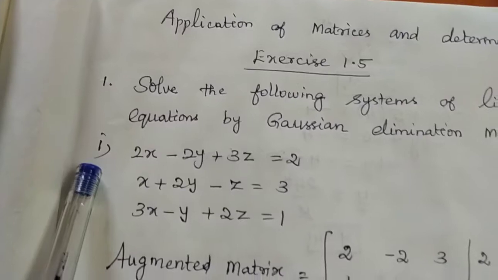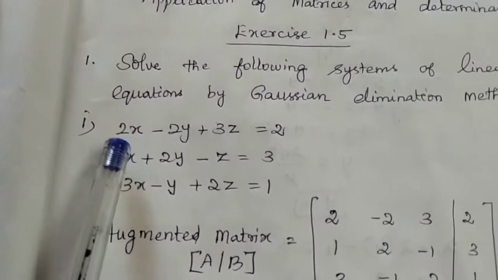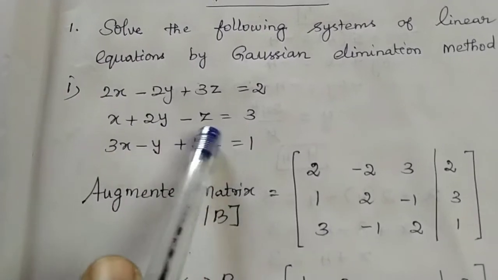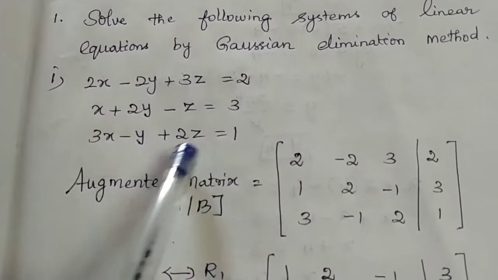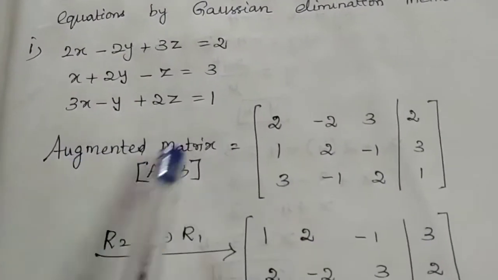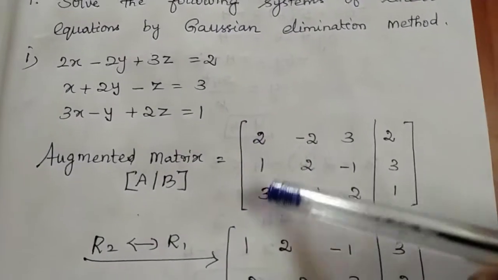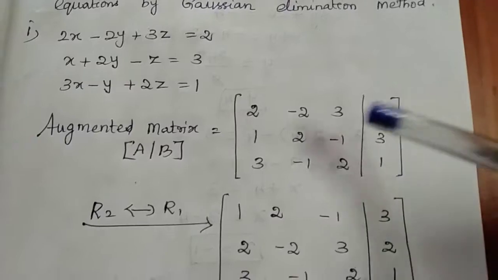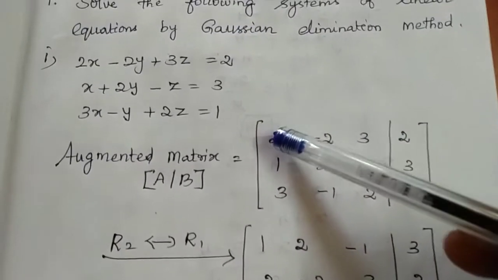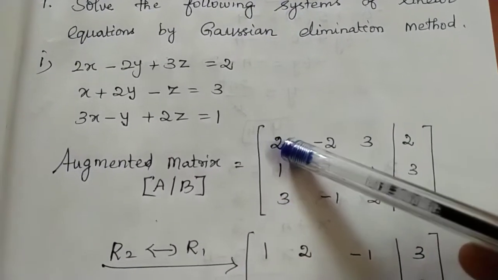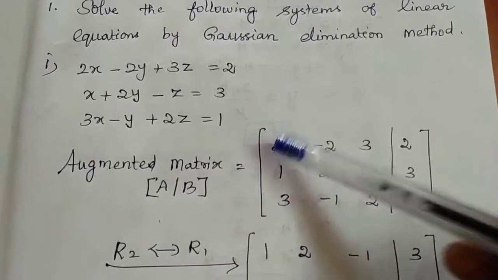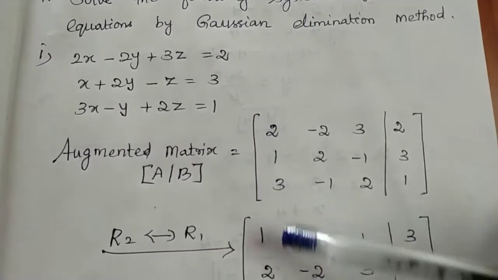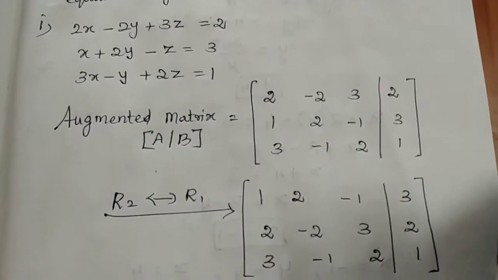See the sum. First sum, three equations: 2x minus 2y plus 3z equal to 2, x plus 2y minus z equal to 3, 3x minus y plus 2z equal to 1. Write the augmented matrix, that is x coefficient, y coefficient, z coefficient, constant. See that one, I already told, if 1 is there in the place, then we can easily find the echelon form.